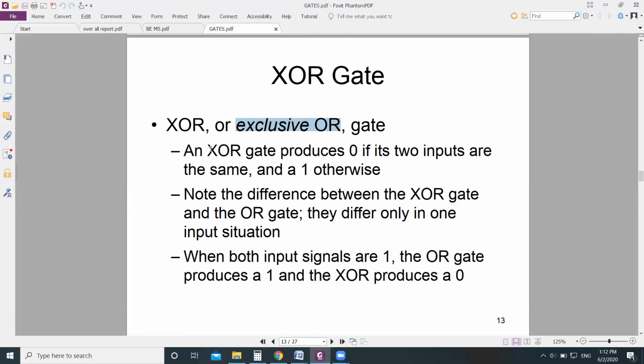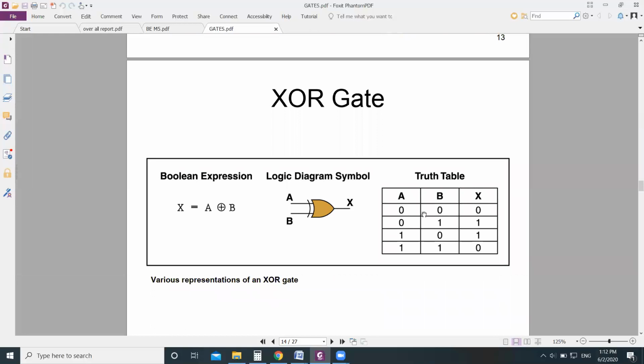The meaning is, if both the inputs are 0, 0, just see the truth table, the output is 0. If both the inputs are 1, 1, the output is 0. So what is the meaning of this? How can we define the XOR gate? If both the inputs are the same, maybe 0, 0, then the output is 0. Both the inputs are the same, maybe 1, 1 also, in this case the output will be 0. So we can define the XOR gate as a gate which produces 0 output when both the inputs are the same. And for the other cases, we have 1 as output.